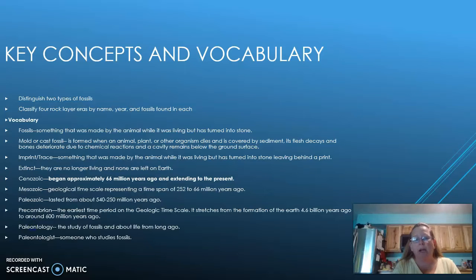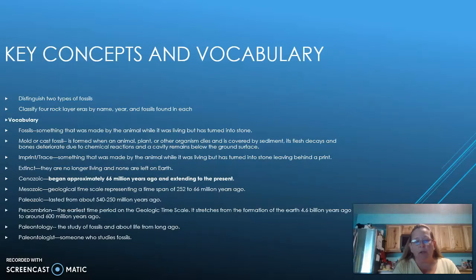Some of the key concepts and vocabulary I put together for this lesson: distinguish two types of fossil, which is a key concept, and classify 4 rock layer eras by name, year, and fossils found in each. Vocabulary: fossils, mold or cast fossils, which are both essentially the same type of fossil, imprint or trace fossils, extinct, Cenozoic, Mesozoic, Paleozoic, and Precambrian. These are the 4 different eras for the history of Earth.